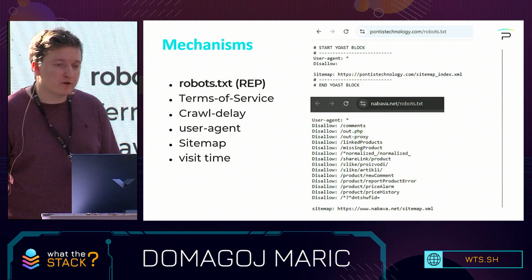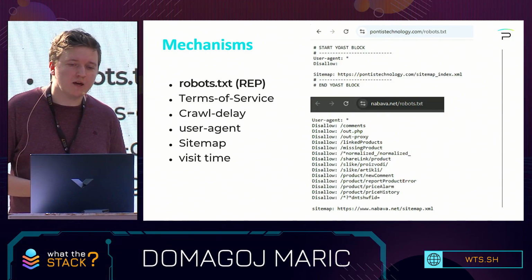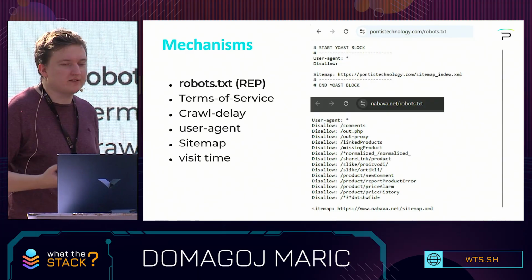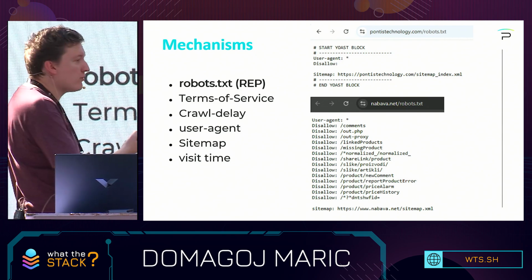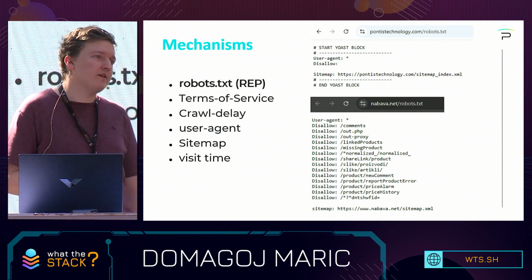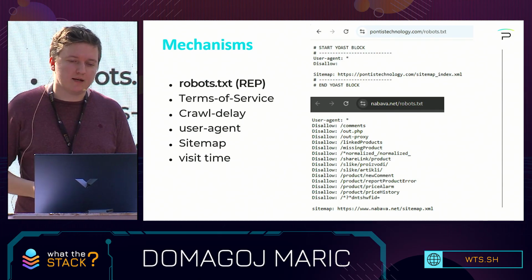This is how it looks, for example, on our site, pontestechnology.com/robots.txt. You can see an automatically generated robots.txt file which says disallow nothing, which means everything is permitted, and you also have a sitemap which is automatically generated. We will talk about the sitemap later.